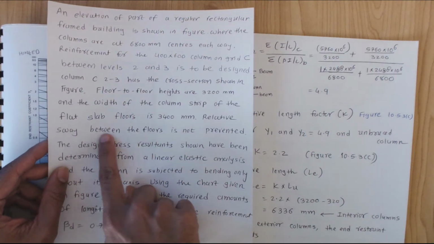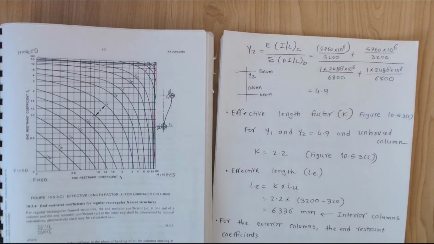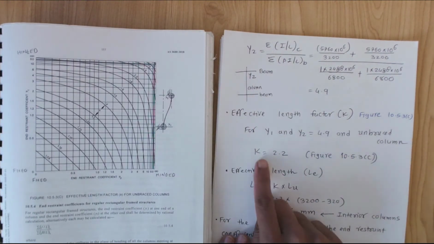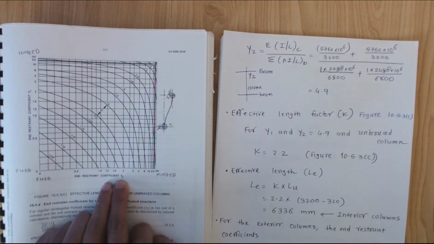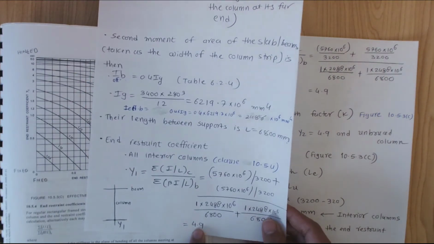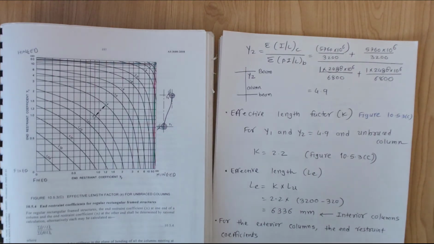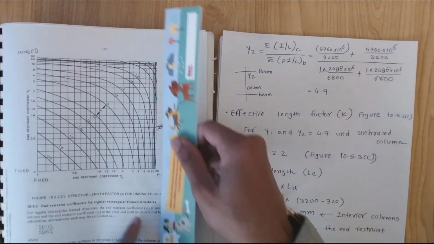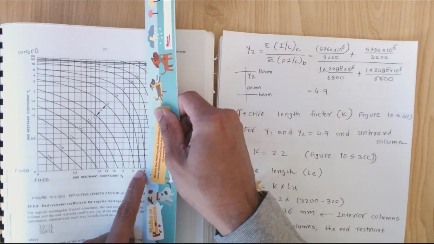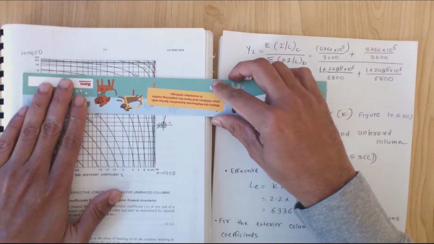There you go, the sway between the floors is not prevented, so that is unbraced columns. So we have unbraced columns. So in that case, gamma 1 was 4.9 and gamma 2 was 4.9. Let me get the ruler. 4.9 is almost 5 here, so gamma 1 is 4.9, somewhere here.